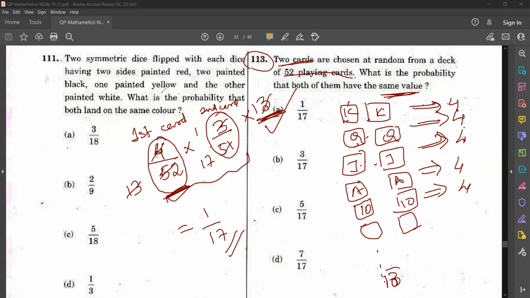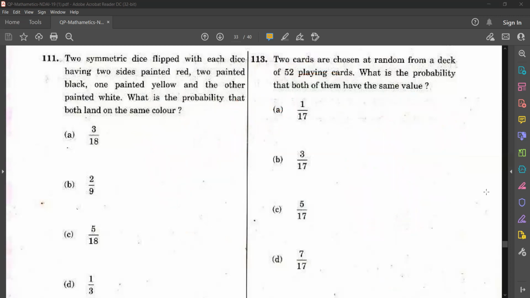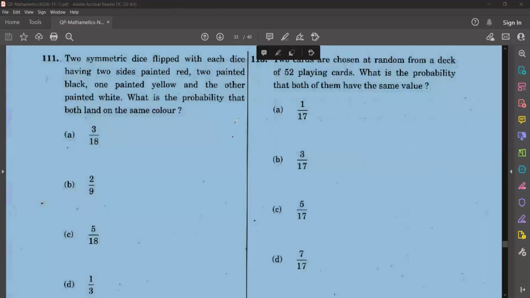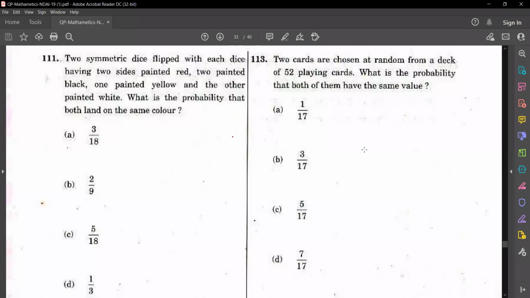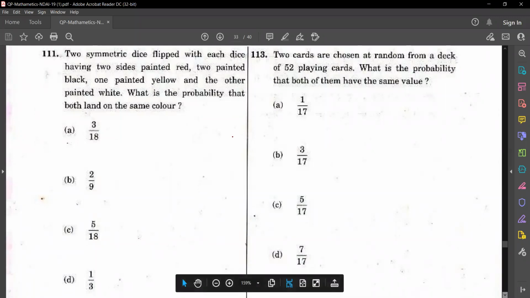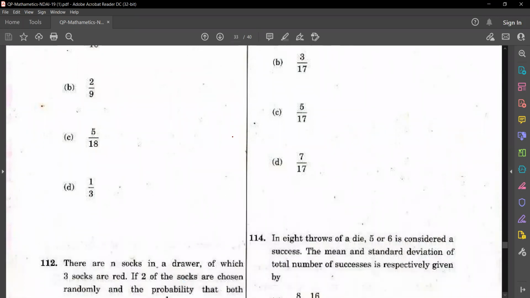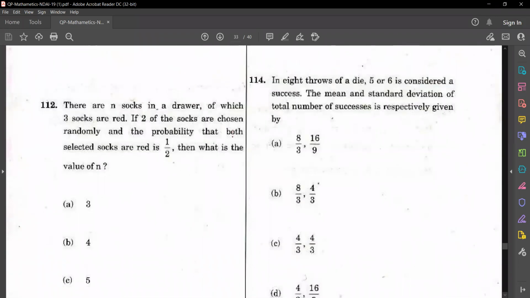Let's go to the next question. So here the answer was 1 by 17. Okay. So let's see question number 114.